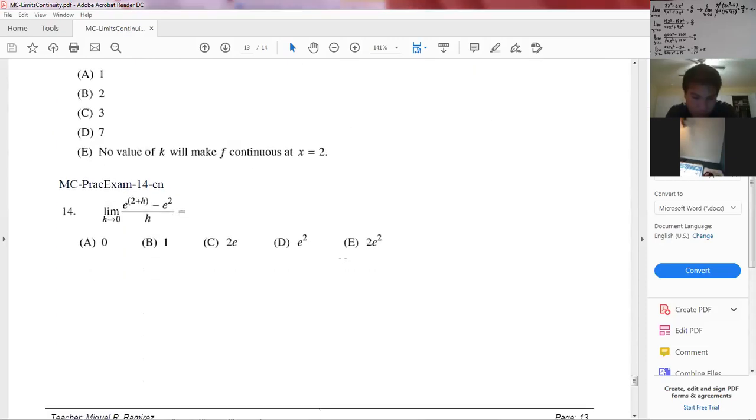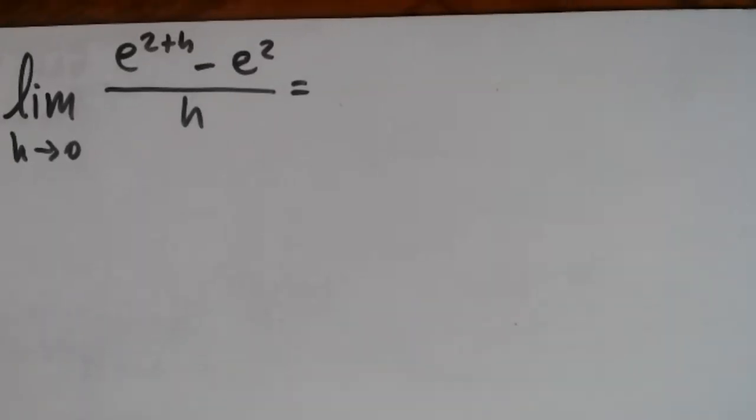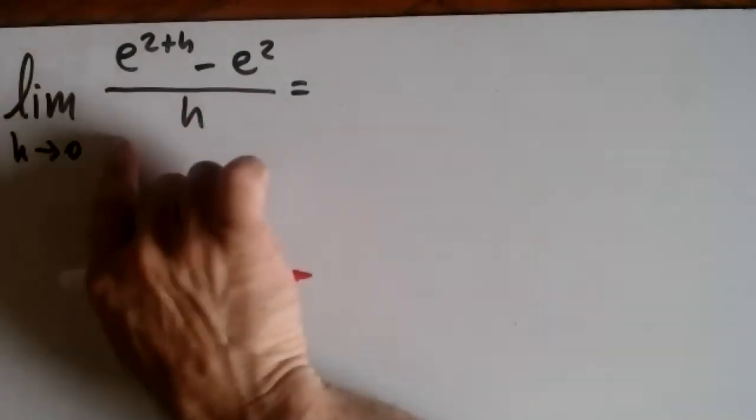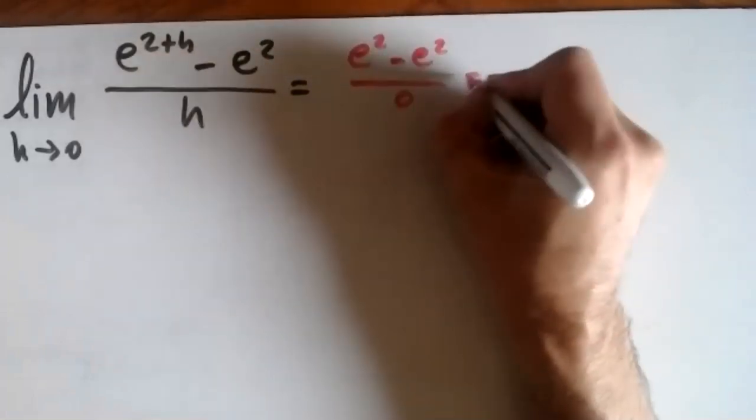Let me see. Another limit easy to compute. This one. What is that limit equal to? Okay, let me just stop the screen. This is the limit, correct? Remember, we have to put the zero first. So if you put a 0, e to the 2 plus 0, that is e squared, minus e squared over 0. Yeah, this is 0 over 0, correct?